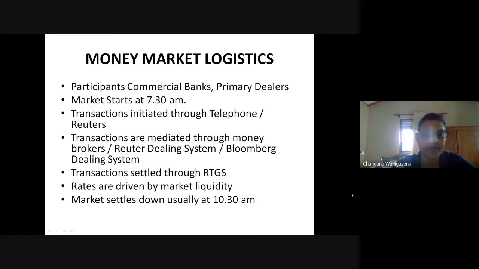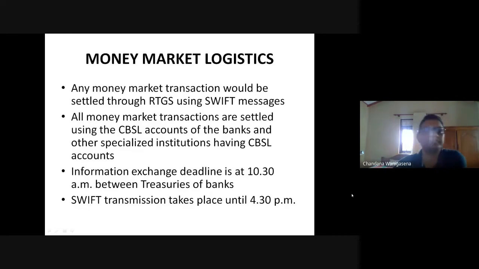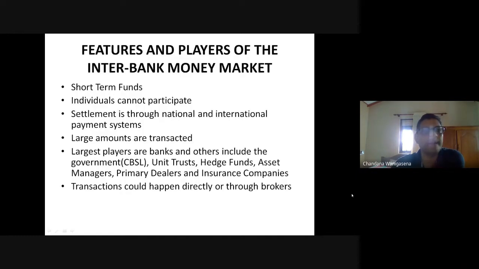So rates are basically driven by liquidity. If there is a very good liquidity level, rates are low. If liquidity is very crunchy, then the rates will go up. That's how it operates. Basically the market settles down around 10:30. Transactions through RTGS, and the messages, are done through SWIFT messages, and CBSL current accounts are used. This transaction takes place between 10:30 and 4:30.